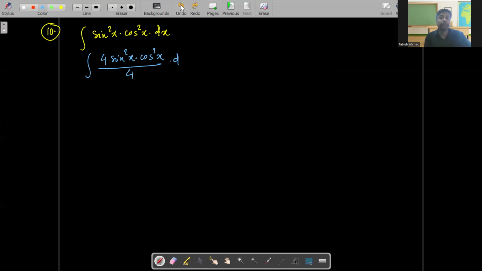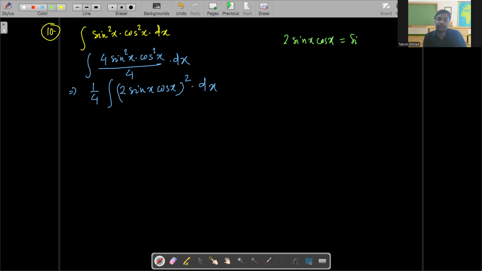So what benefit did I get? This 1 by 4 will come outside, but I will get the integration of 4 sine square x cos square x, which becomes 2 sine x cos x whole squared. And I told you one thing, that 2 sine x cos x in trigonometry, you might have gone through this, is sine of 2x. Got it? Remember this, never forget this one.